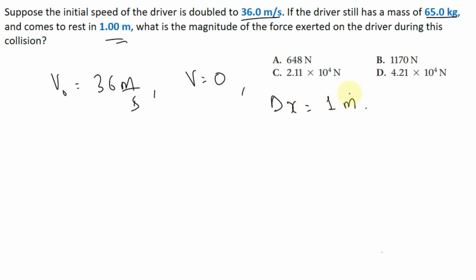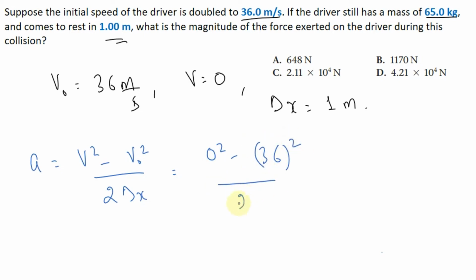So same procedure we're going to follow. First we can find the acceleration by using the same equation, this is v squared minus v naught squared divided by 2 times delta x. So this is 0 squared minus 36 squared divided by 2 times delta x, which is 1 meter. If you solve this, you'll get this value to be negative 648 meters per second squared.